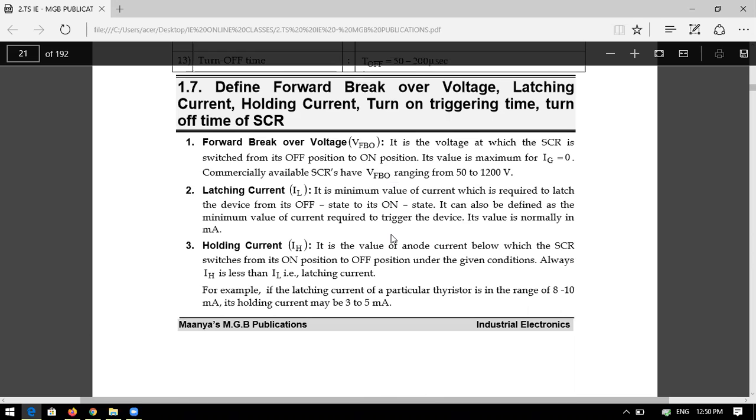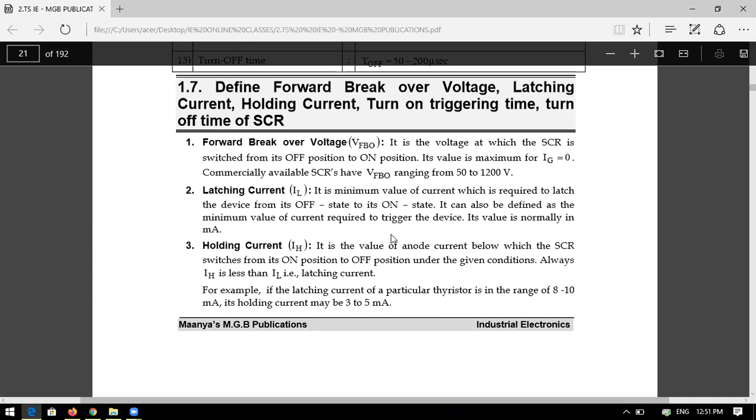What is the voltage at which the SCR is switched from its off position to on position? You can call it the breakover voltage. For Ig equal to 0, without gate current, it has the maximum forward breakover voltage. As Ig increases, the breakover voltage will decrease. That means if you are increasing the gate current or gate voltage, the breakover voltage will decrease. And the rating of the VFBO is from 50 to 200 volts. So this is the forward breakover voltage.